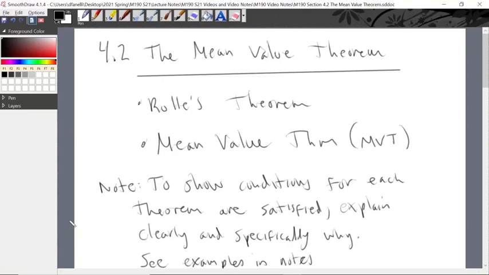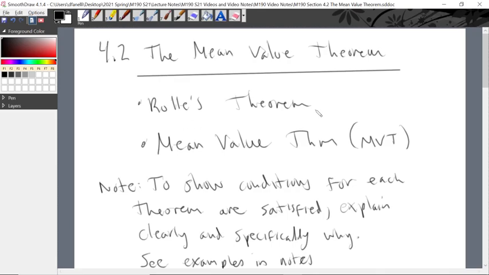Hi everyone. This section is the last bit of content for our upcoming exam. The section is titled the Mean Value Theorem. It actually includes two theorems for us to take a look at and to apply. The first is called Rolle's Theorem, and the next is called the Mean Value Theorem.